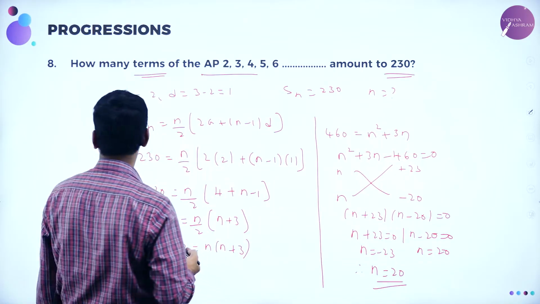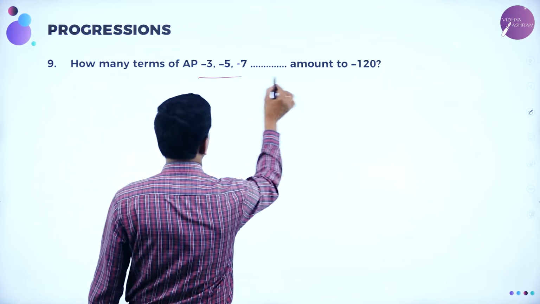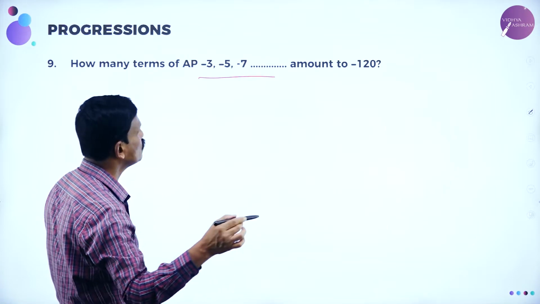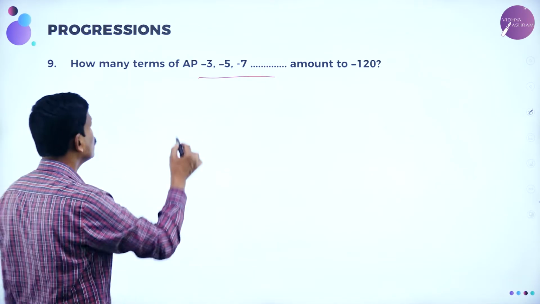Now let us come to the next problem. How many terms of the AP minus 3, minus 5, minus 7, amount to minus 120? Same type of problem. Now what is given?